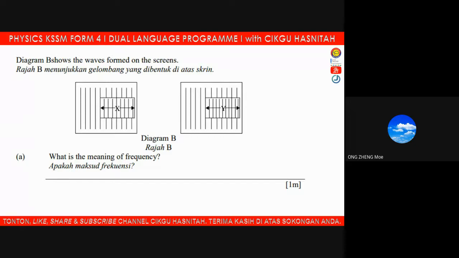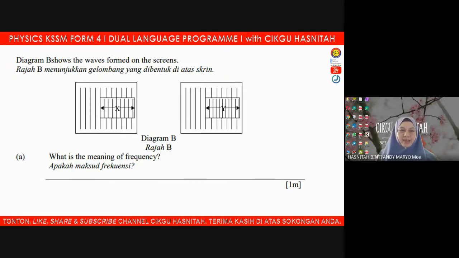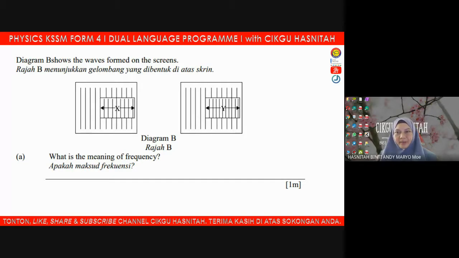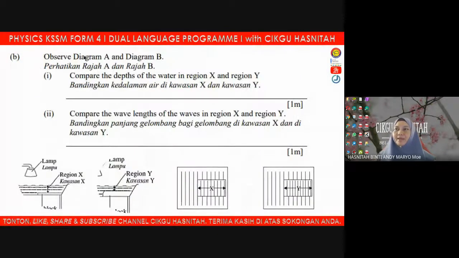Reciprocal of period. Number of complete oscillations in 1 second. Yes, very good. That is the answer. What is frequency? Number of complete oscillations or number of complete waves in 1 second. Ong Jang, you answer this way: number of complete oscillations in 1 second. Then observe diagram A and diagram B.